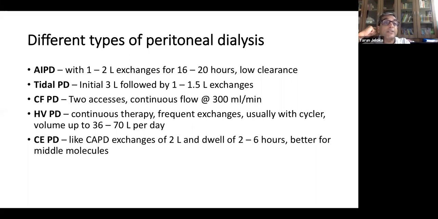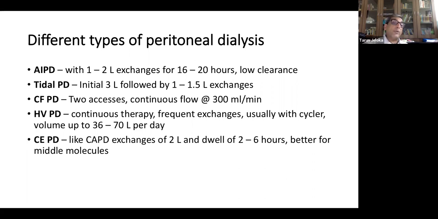That is tidal PD. So this is utilized in hypercatabolic patients, PD patients in ICU, etc. Continuous flow PD is another form of peritoneal dialysis where there are 2 access points. So one is for instillation and one for exit of the peritoneal solution. So it is usually suggested to have 300 mL per minute of continuous flow. So for continuous flow, you need 2 access points, or 2 PD catheters have to be instilled. Again, for hypercatabolic patients or in ICU, you can utilize this.